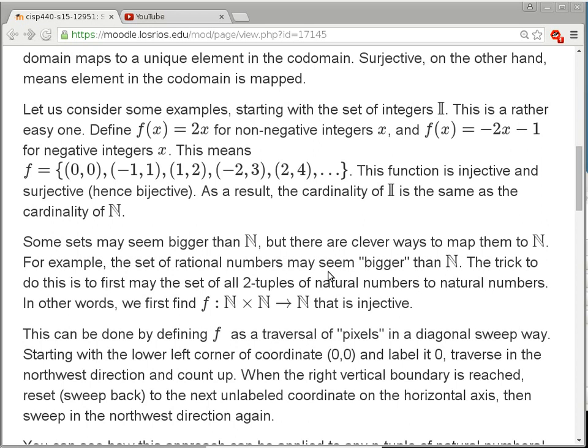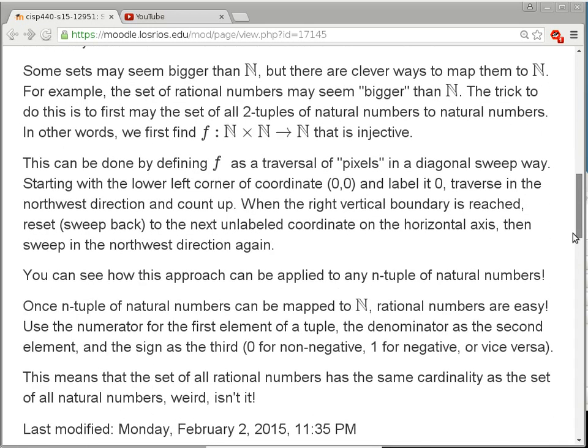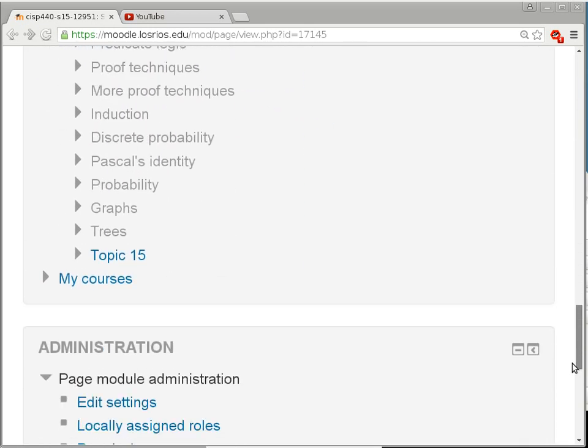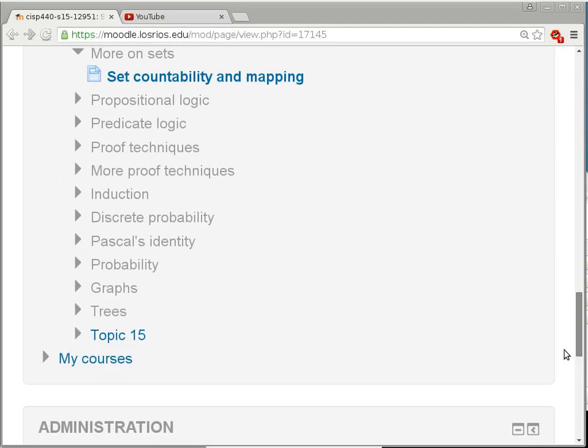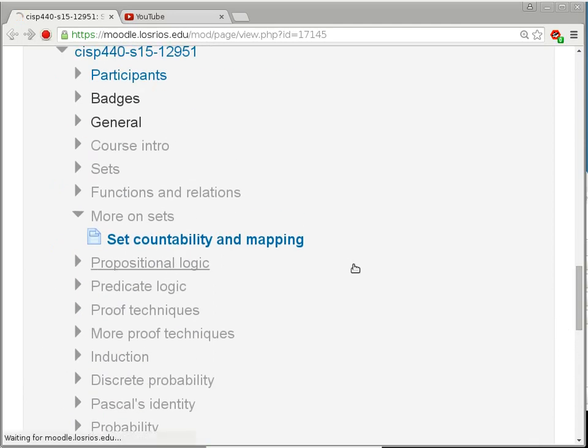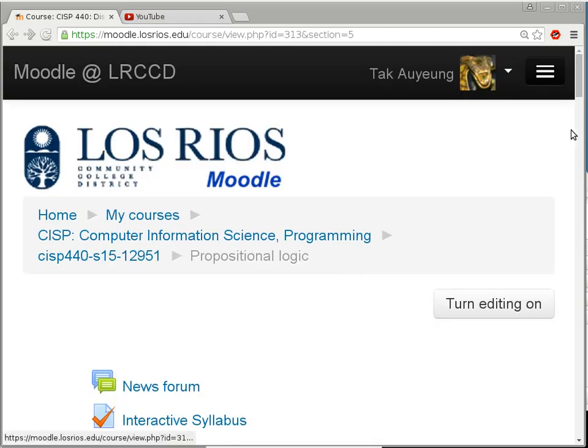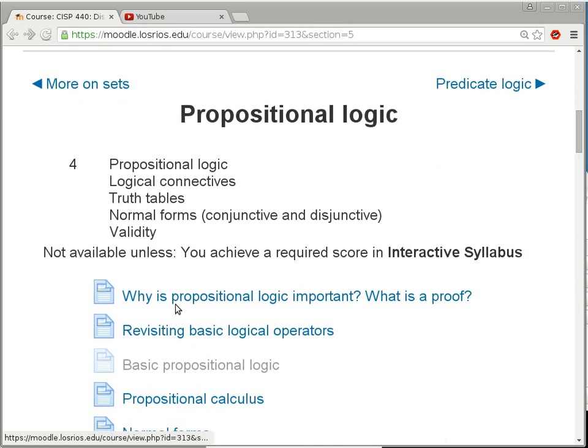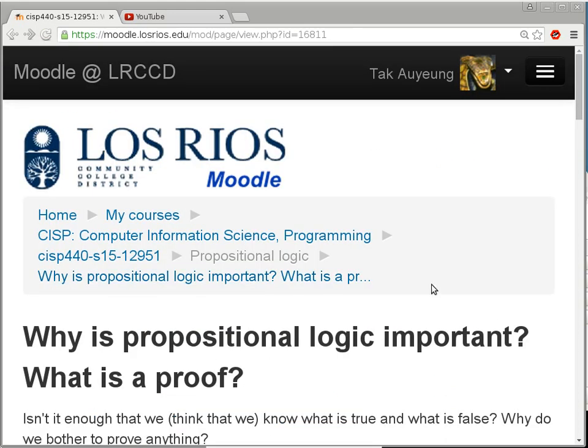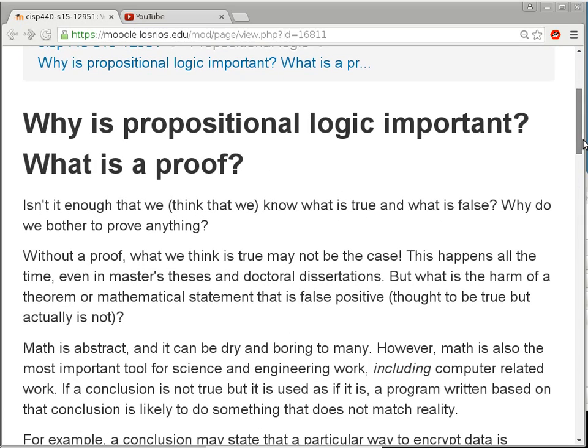Well, I think it's a good time to get started on that topic. We probably won't be done for at least one class and a half, but it's an interesting topic. Okay. All right. So we're going to start with why propositional logic is important and what is a proof in general.